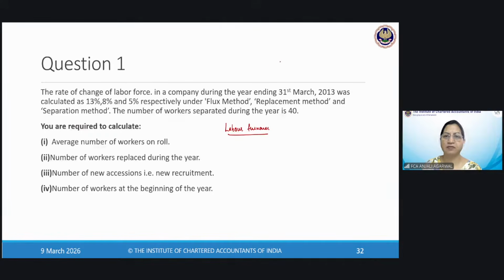In employees, we calculate 3-4 concepts. One is labor turnover. Second is cost per hour of employee. Third is incentive plans, Rowan, Halsey plan, etc.